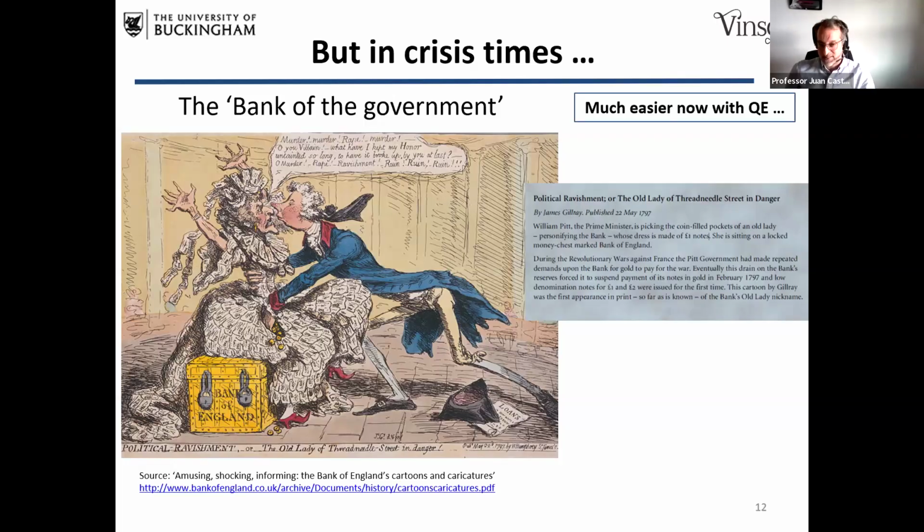You have here another cartoon by the same artist, James Gillray, representing the same prime minister at that time assaulting the old lady. The old lady is the old lady of Threadneedle Street. That's a nickname after this caricature, the nickname of the Bank of England ever since. And the Prime Minister is taking the money from the bank. What they did effectively is to assault the bank, to take over the bank, to take over the power of printing money, suspending the gold standard and printing money in order to pay for the war against France. Was that inflationary? Yes, it was inflationary, but it was an extraordinary circumstance justifying the government intervention of the Bank of England.